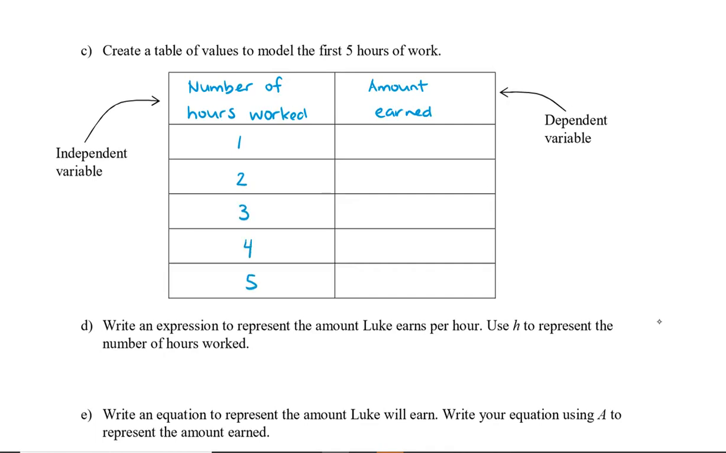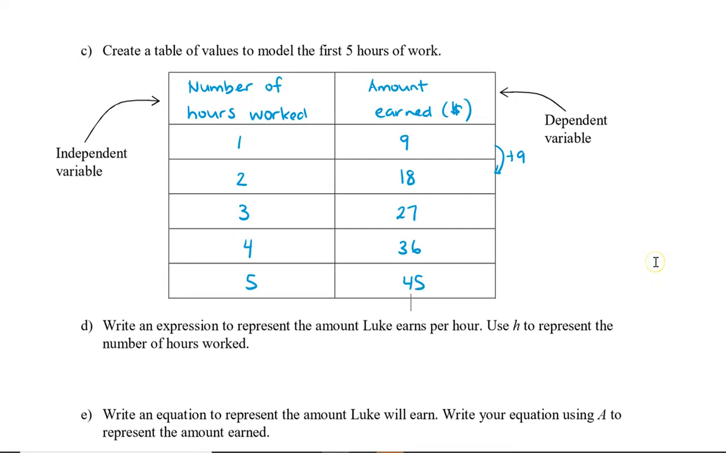So to figure out the amount earned, in 1 hour, he would earn $9. So actually, we should put a dollar symbol to indicate this is dollars. In 2 hours, we're going to earn 18 because we add another 9. And we keep adding 9. He now earns $27 in 3 hours, $36, and then eventually $45 in 5 hours.